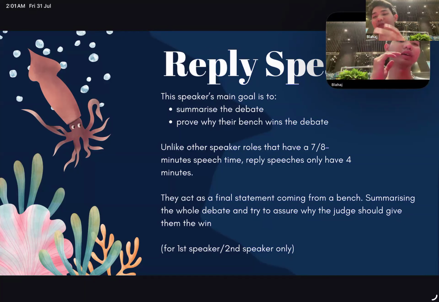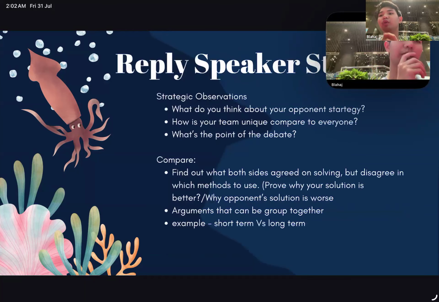Usually it is done by the first or second speaker from the side. But in this case, since there's a fourth member, the fourth member should do the reply speech. So basically, just try to summarize everything and give justification why your team deserves the win in the end of the day. So in terms of structure, it's very simple. There are only two things that you need to do.